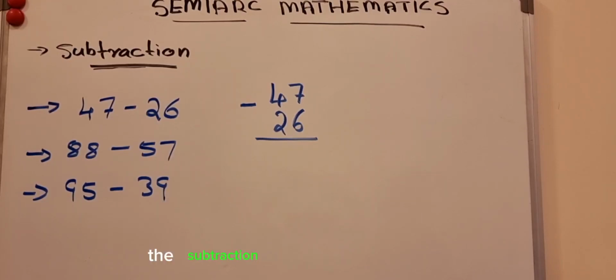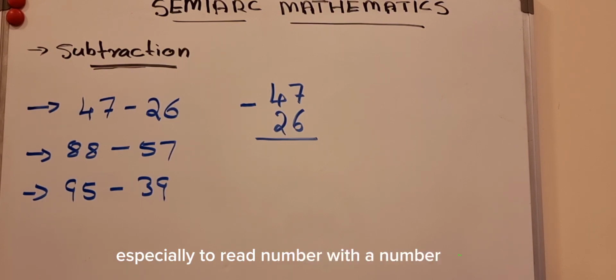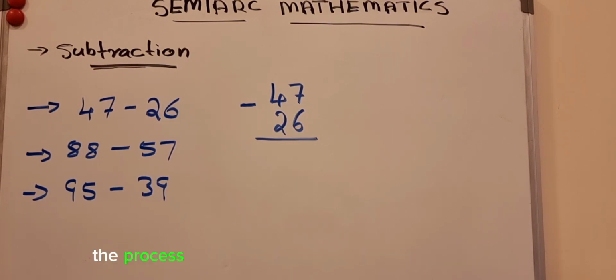Now let us discuss the subtraction of two-digit numbers. For example, 47 minus 26, 88 minus 57, 95 minus 39. How will we subtract? We cannot use a number line, because drawing 47 units is not possible. So we have to know the process. The process is just like addition.